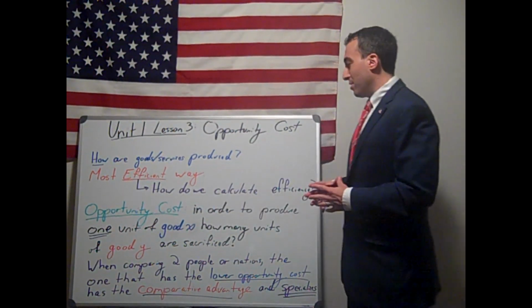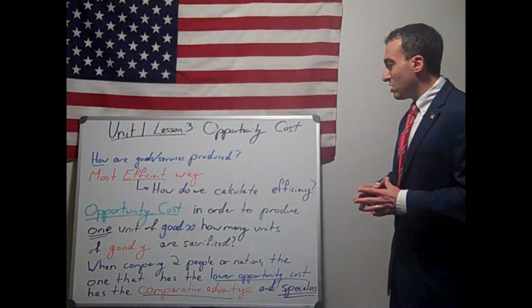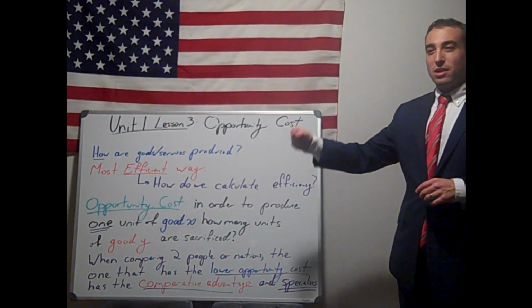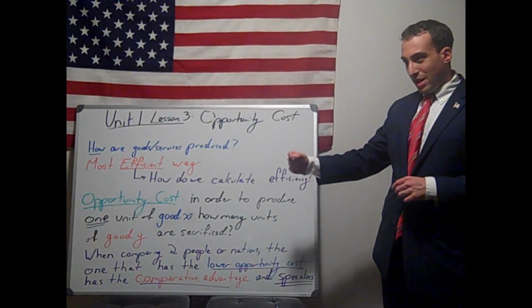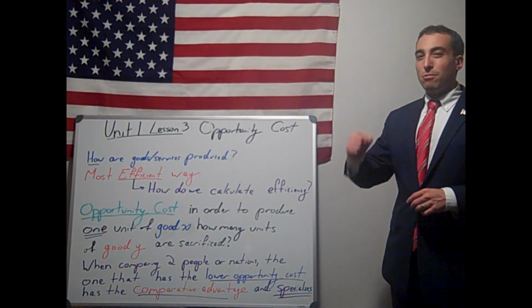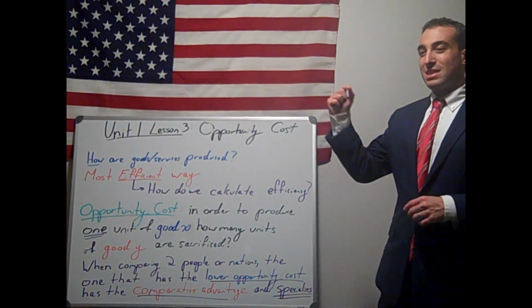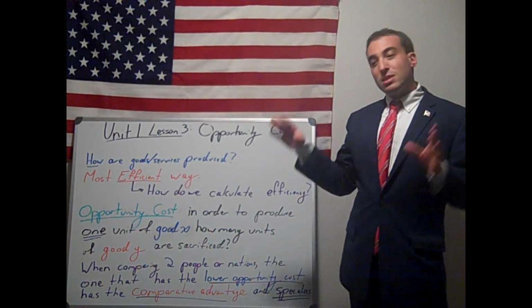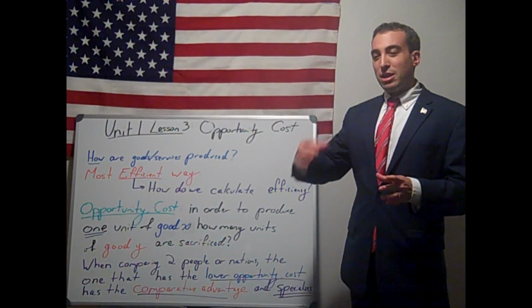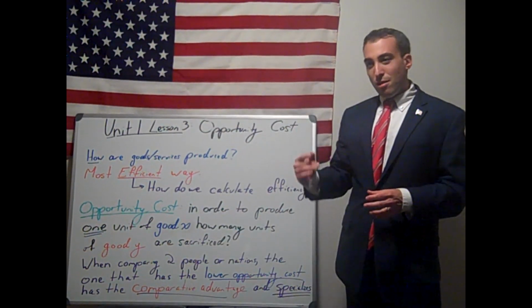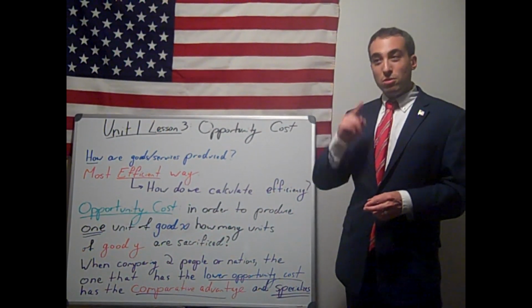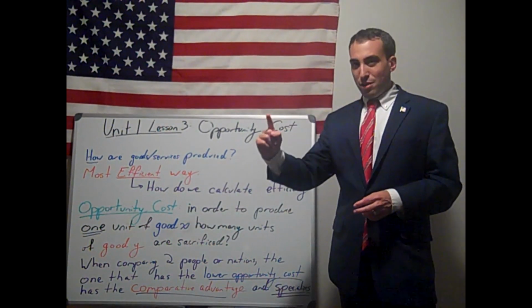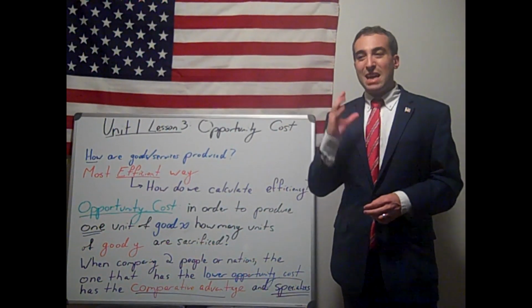And the definition of opportunity cost is, in order to produce 1 unit of good X, how many units of good Y are sacrificed. So to calculate efficiency, we are looking at who sacrifices less. We're not looking at marginal utility. That is where we're measuring what we add. Here, we are comparing what we are losing when we produce. So when we produce 1 unit of good X, how many units of good Y are we sacrificing?